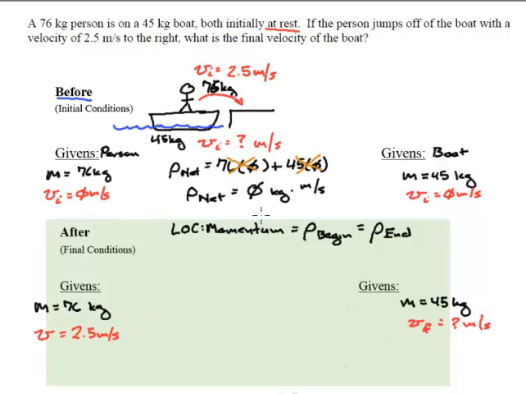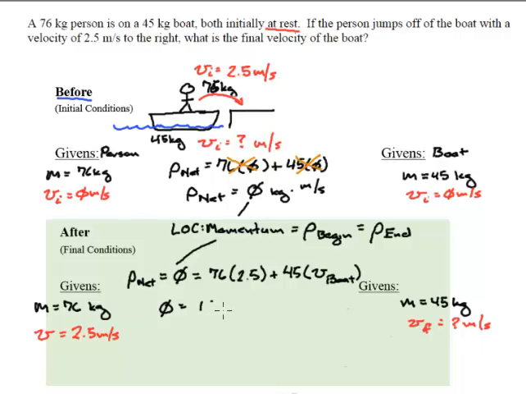Now, the law of conservation says that my net momentum needs to be the same. So in this case, it's 0, which equals the mass of the person, 76, times its velocity, 2.5, plus the mass of the boat, which is 45, times the boat's velocity, which I don't know. When I simplify this aspect of it, I get 190, and I will bring 45 velocity down.